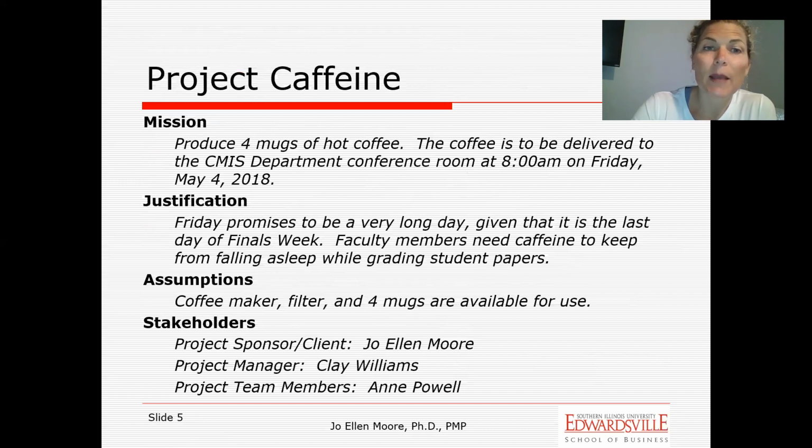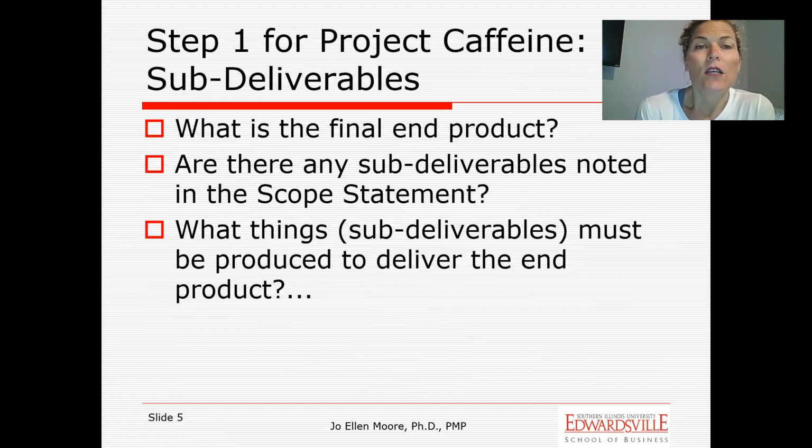All right, so based on that mission, that's what we want to hone in on at this point: what do we want to produce? So we're producing 4 mugs of hot coffee by that end date. Now, as we start identifying what our final project is, and therefore what the sub-deliverables are, how can we break that down?